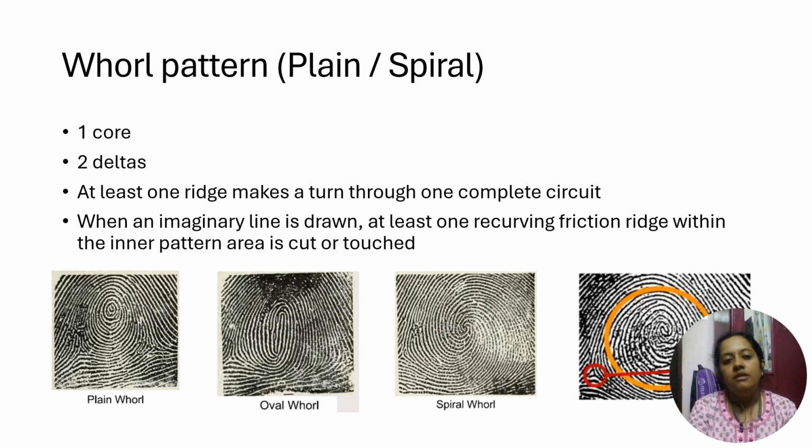Next is the whorl pattern. There are two patterns in the whorl, which are plain and spiral. You can look at the first three pictures stated below the slide. There are two deltas and one plain whorl, or one core. In the second, you can see there are two deltas and one core which is oval in shape. In the third one, you can see that there are two deltas and you can see a spiral whorl, which means that it is getting coiled to one particular point. It is not a plain whorl. It is spiral.